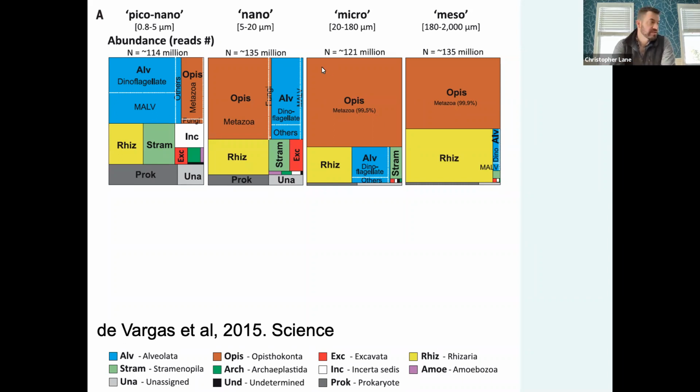Included in that are some things like this white box, Incertae sedis. These are things that we don't have a good home for in terms of their taxonomy. And then some other groups like, for instance, the MALVs, which I'll get to in just one second. So I'm going to show you one more figure from this paper.